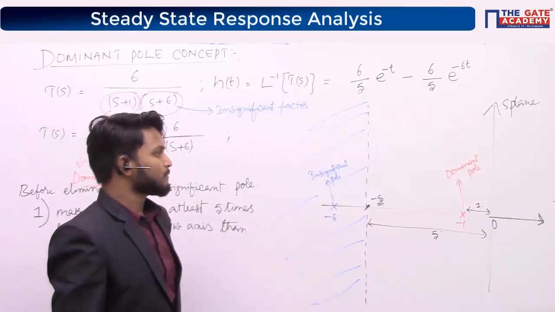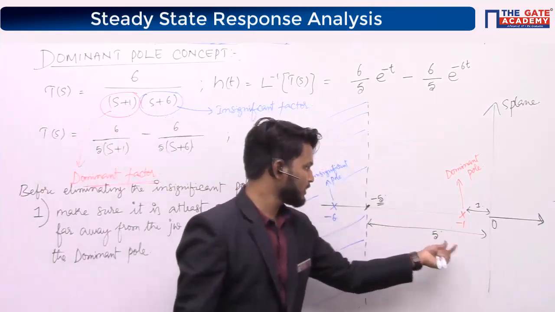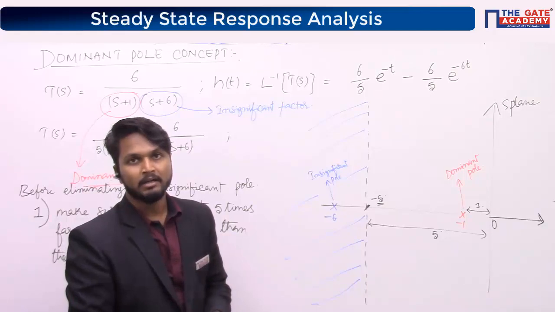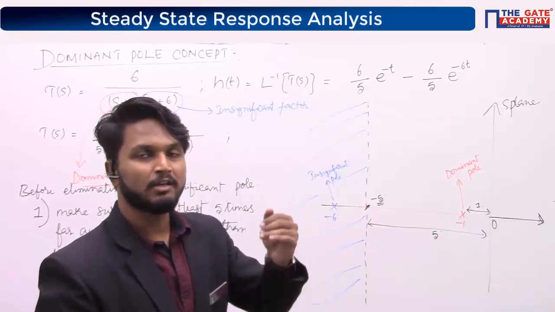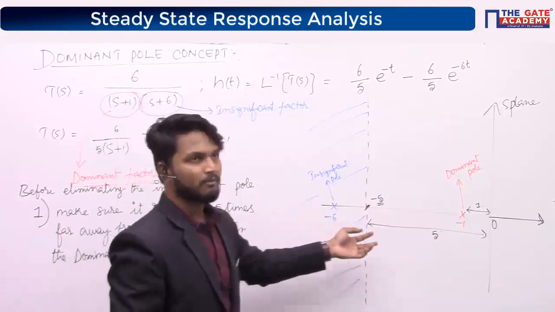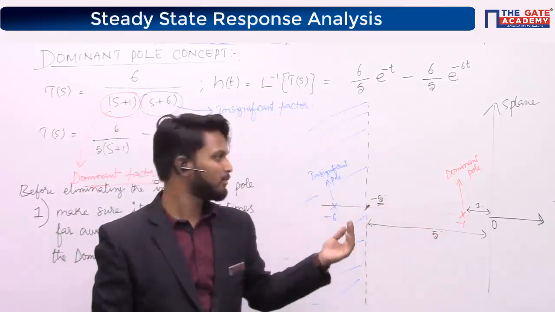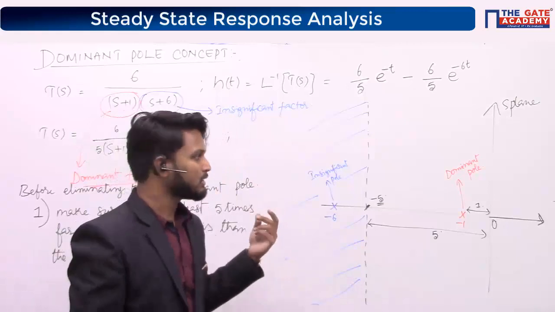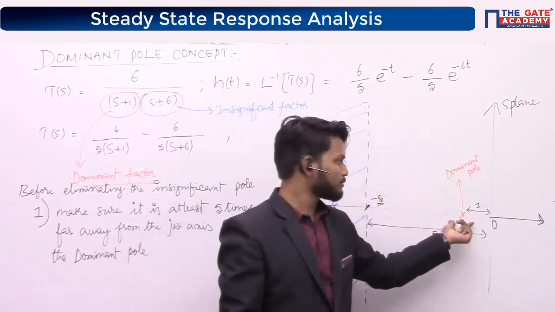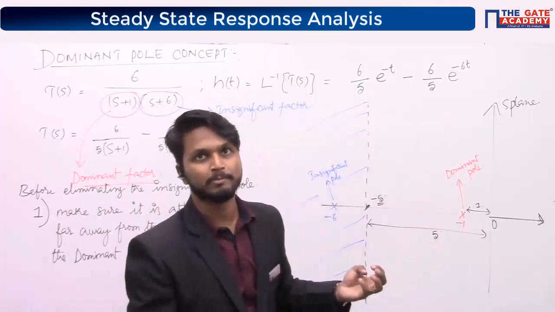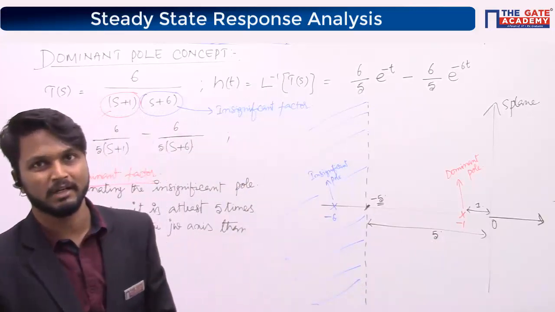So we have two poles in the system, one pole nearer to the origin and another pole away from the origin, right? The pole which is nearer to the origin is termed the dominant pole, and the pole which is far away from the origin is termed the insignificant pole, because the majority of the response is because of this only. You have seen the response curve, right? The majority of the response is because of this dominant pole only, and the response because of this insignificant pole is completely insignificant, right?